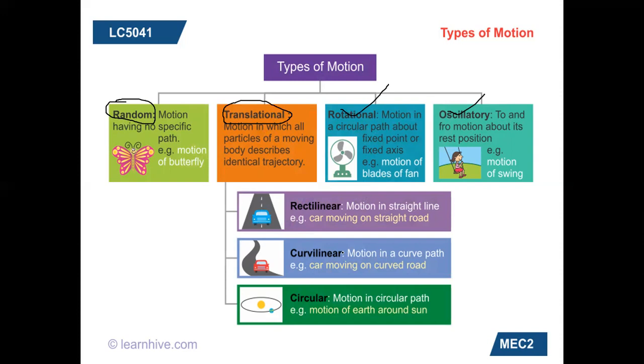Curvilinear motion, in a curved path. For example, a car moving on a curved road. Circular motion, in a circular path. For example, motion of the earth around the sun. Now let's talk about rotational motion, in a circular path about a fixed point or fixed axis. For example, motion of the blades of a fan. Oscillatory, to and fro motion about its rest position. For example, motion of a swing.